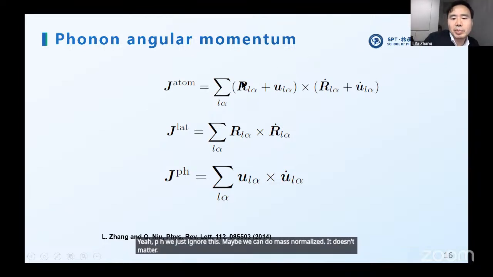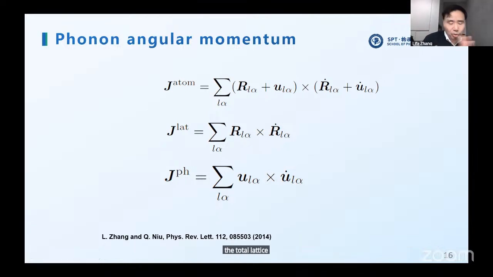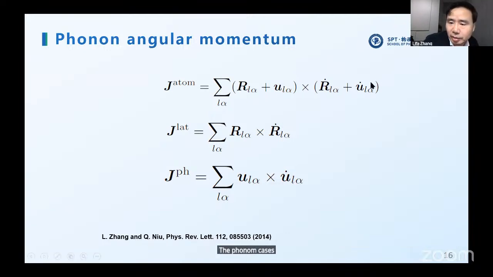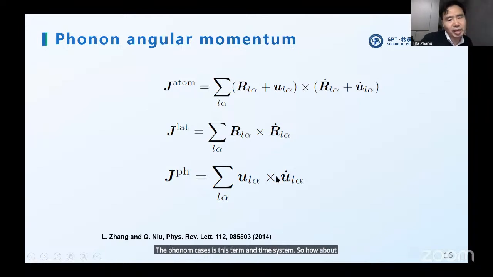Yeah. So the angular momentum for this term is for the lattice, the total lattice. Maybe strictly we could call this for the cylinder. Okay, for the rigid body angular momentum. So for the phonon case it is this term times this term. Okay? So how about the angular momentum for the phonon case?